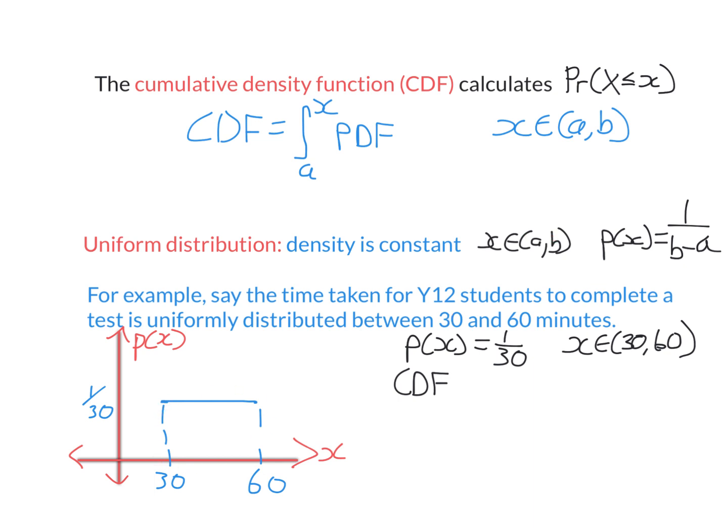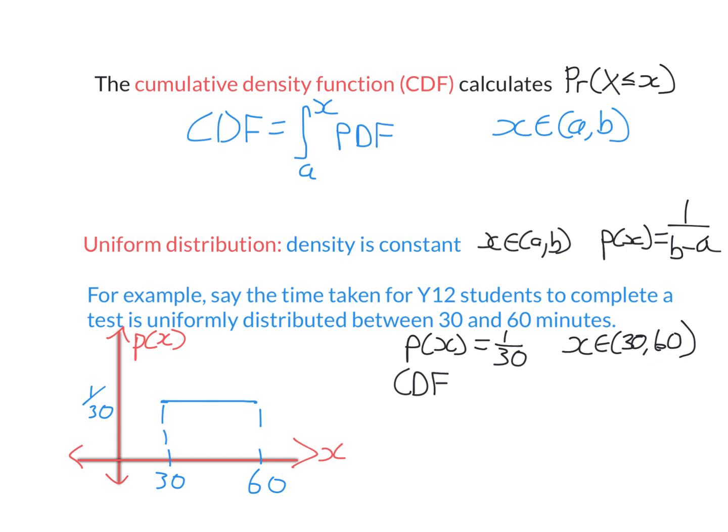So this is what the PDF looks like. Now this number here, the height of the PDF, has to be 1 over 30 because the area under this distribution must be 1. If I integrate 1 over 30 between 30 and 60, I would get 1. So the PDF is just 1 over 30 for these values.